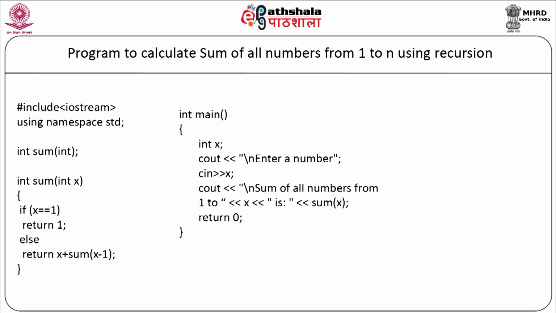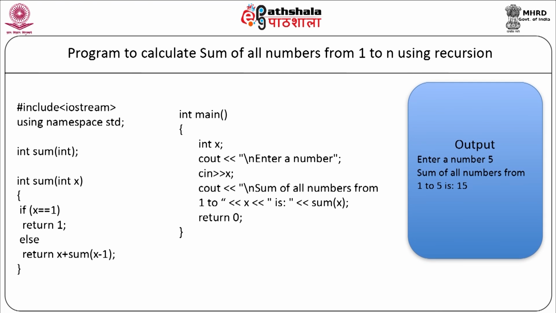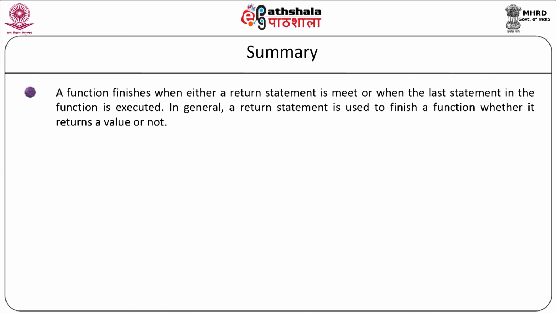When the above code is compiled and executed, it will produce the result: enter the number 5. Now once we enter the number 5, the sum function will be called, where 5 will be passed as a parameter, and it will give rise to the recursive function call as 5 + sum(4), then 4 + sum(3), 3 + sum(2), and so on, and finally it will display the output as sum of all numbers from 1 to 5 is 15.